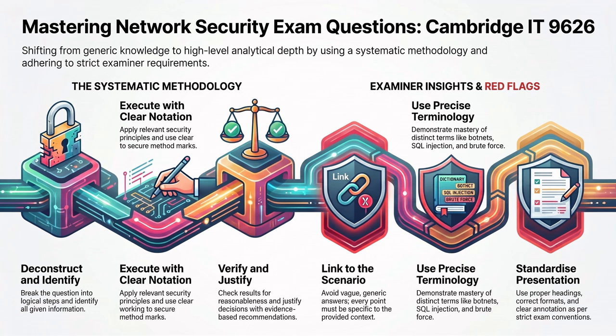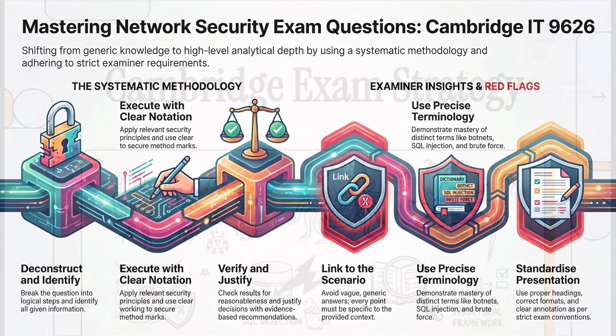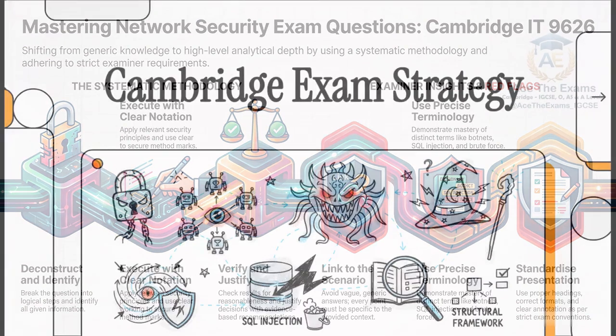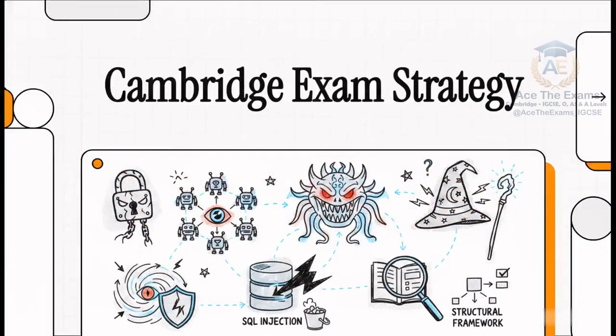All right, let's just dive right into the deep end today. If you are sitting the Cambridge Information Technology 9626 exams, or honestly, any of the Cambridge Computer Science papers, we're talking 0417, 0478, 2210, or 9618, you already know the intense pressure of that exam room. You can feel the clock ticking.